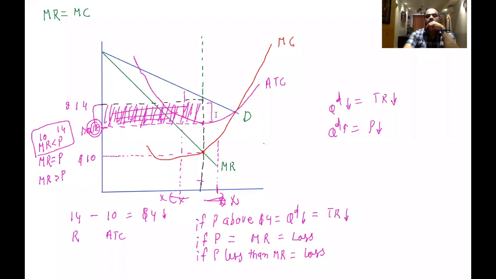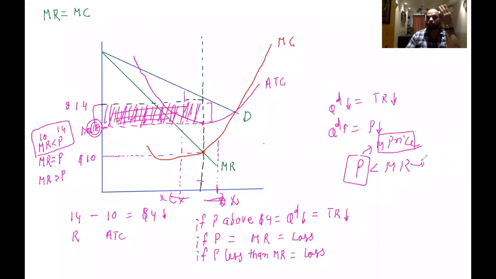If P is less than MR, will we have loss or profit? Of course, we always have to look at the average total cost. If you say that we have P less than MR, that doesn't make any sense. This is the market price. P means market price, right? And MR means the additional revenue if you sell at this price.